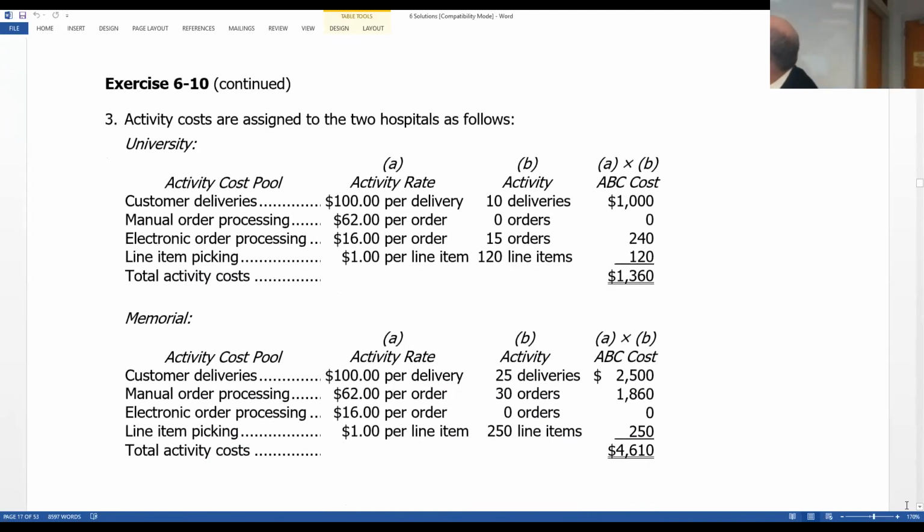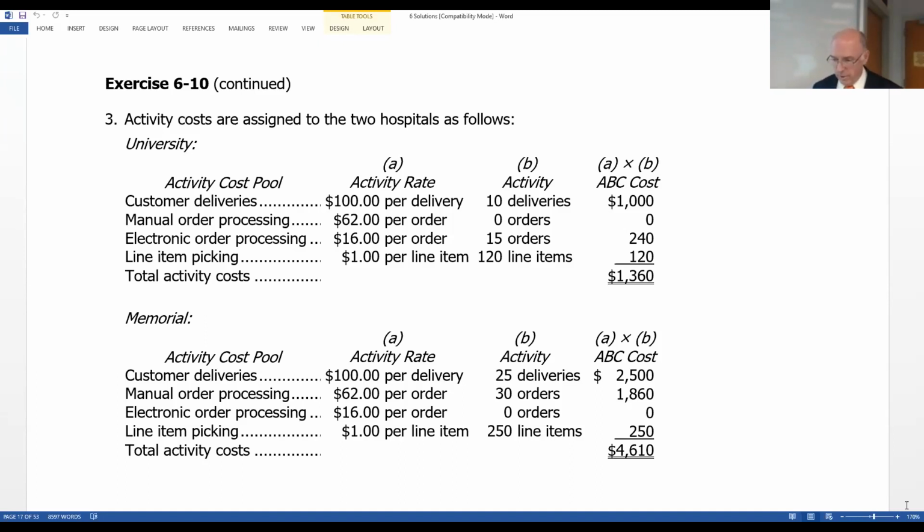For University, your total activity costs are $1,360. For Memorial, a lot more, $4,610. This is like 3.5 times what that is, right? Memorial's costs are about 3.5 times what University's costs are. You're only making $1,500, right? You're making $1,500: $30,000, and you sell it for $31,500. Revenue is $1,500. Here you're making a little bit because 1,360 is less than $1,500, 5% of 30,000. But here it's a lot more. So you're losing money on Memorial.